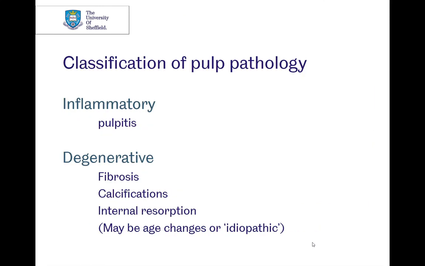So what happens now when things start to go wrong in the pulp? What things can go wrong in the pulp? Well, the vast majority of pulp pathology is inflammatory, and it is pulpitis. It is the most significant disease process in the pulp. But there are other things that go on. Some of them we call degenerative. Maybe, in fact, they are actually just age-related changes. Certainly fibrosis and calcifications are to a certain extent. Internal resorption is not, and we're going to talk a little bit more in detail about that towards the end of the session.